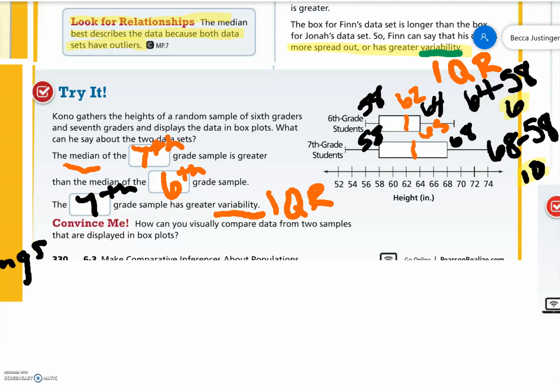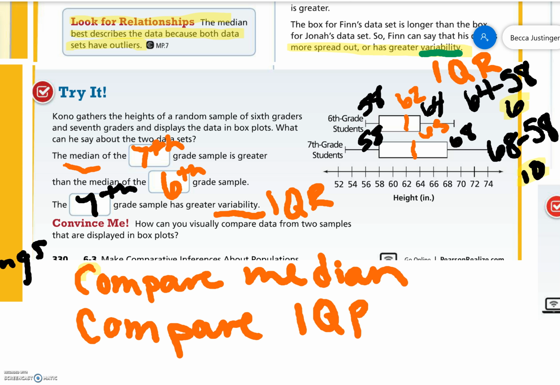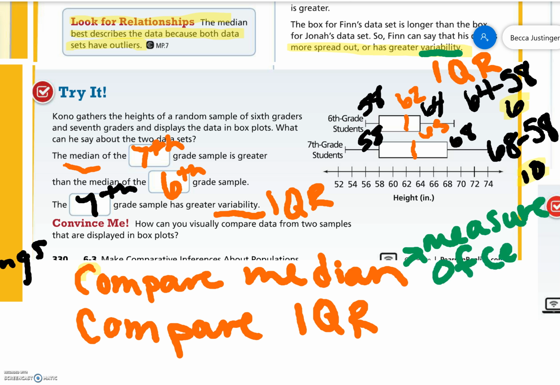So how can you visually compare the data from the 2 samples that are displayed in the box plots? You can compare the median, and you can compare the interquartile range. Remember, median is that measure of center. You're literally measuring where that center is. Median is a measure of center, and the IQR is a measure of variability, how spread out it is.